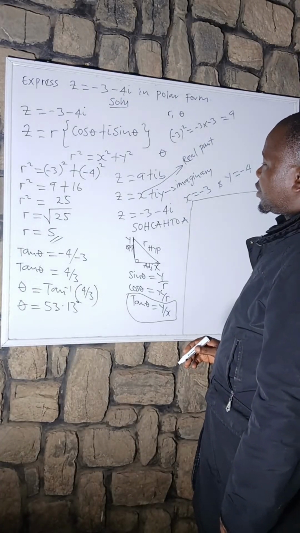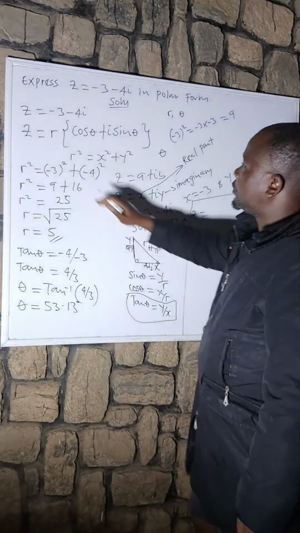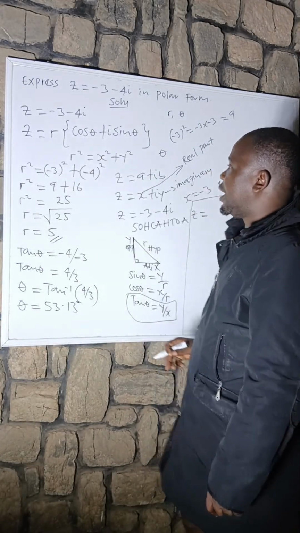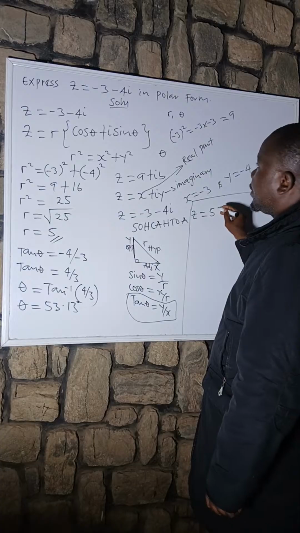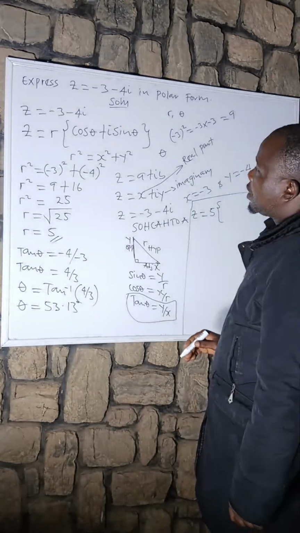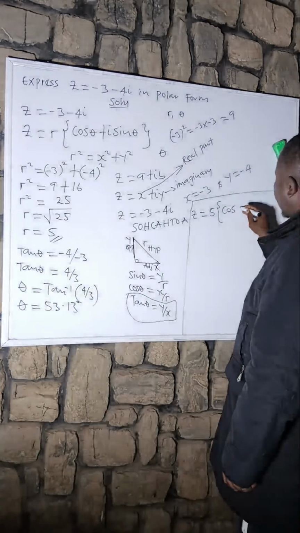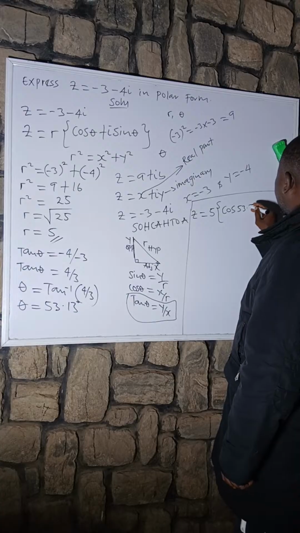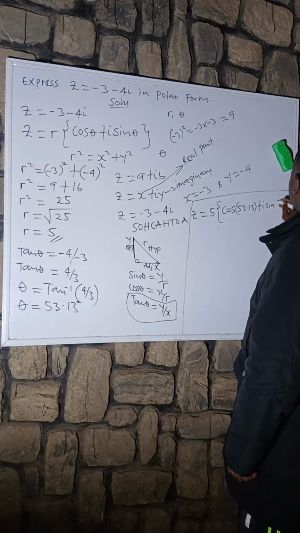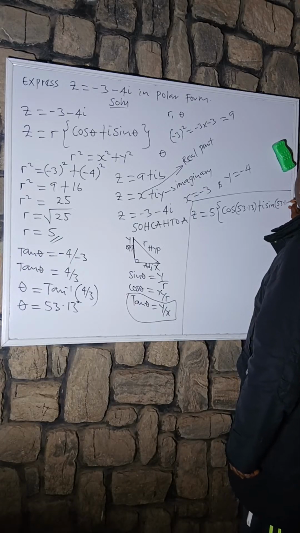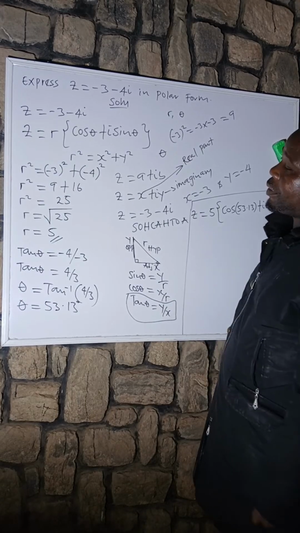So it means our z in polar form, you come back here. What is our r? Our r is 5. Then cos theta, theta is cos 53.13, then plus i sine 53.13. You can leave it like this.